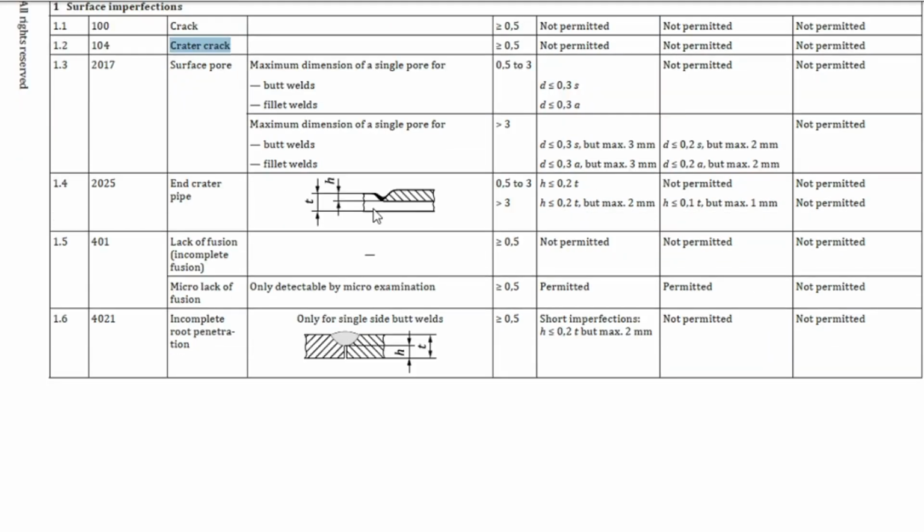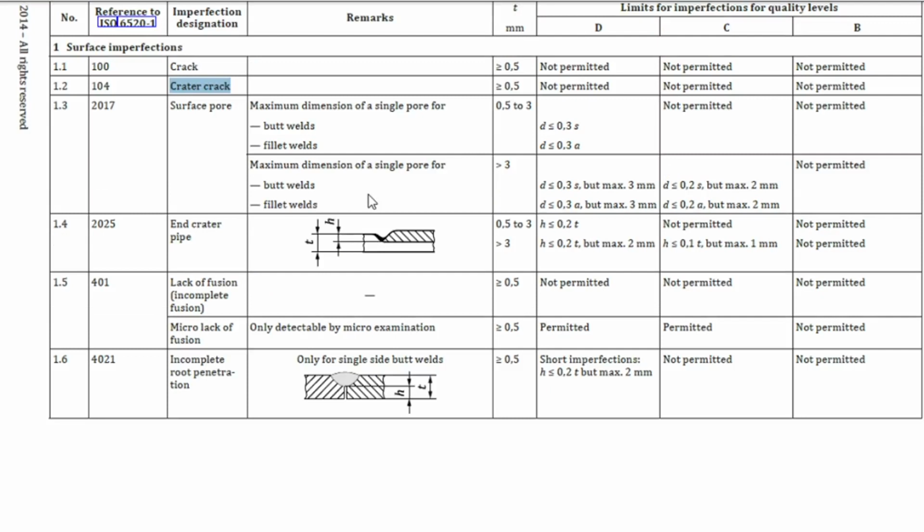Then another defect is the end crater pipe. In the end crater pipe we can see the acceptable value. The thickness is 0.5 to 3 mm or greater than 3 mm. So this is the thickness limit. For the crater pipe we need to consider the height, how much height is acceptable. For level B it is not permitted. So this is the higher requirement.